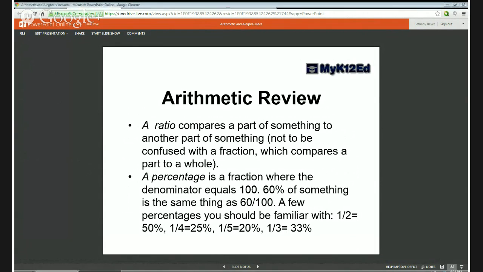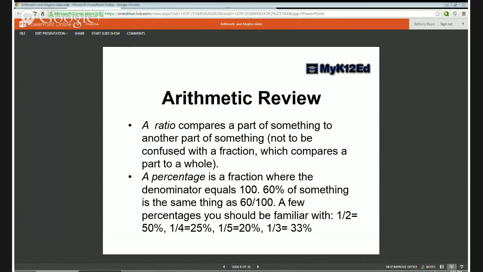In other words, take a ratio of boys to girls in a class. Maybe there's 20 kids in the class, there's 11 boys, 9 girls. So the ratio of boys to girls is 11 to 9, part to a part. The fraction of boys in the class would be 11 over 20, the part to the whole.